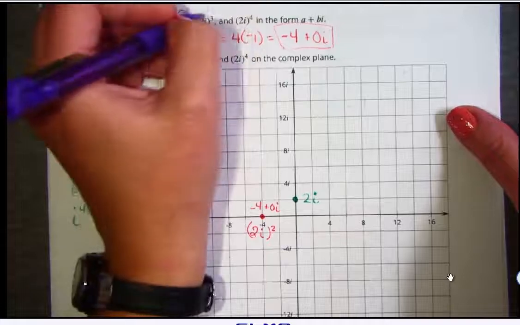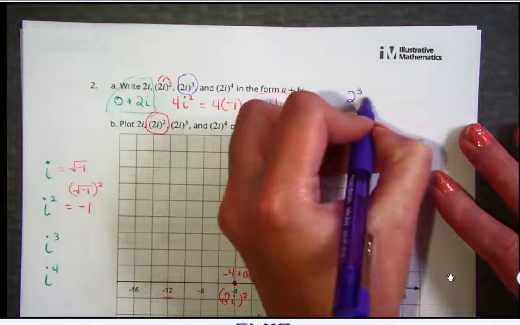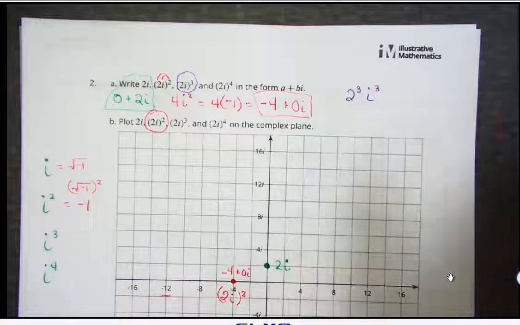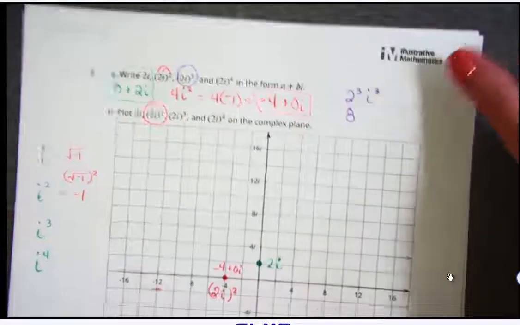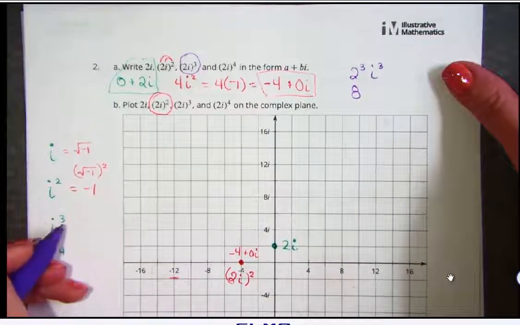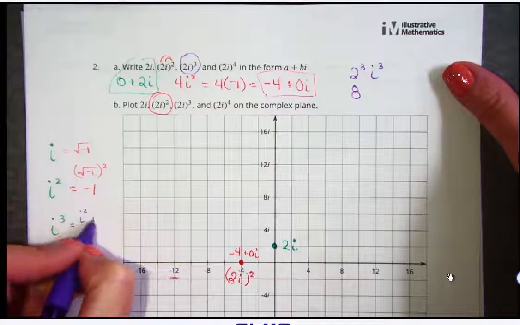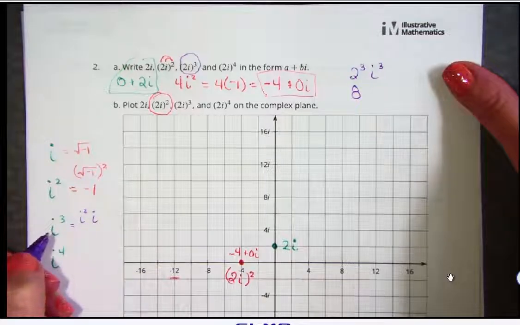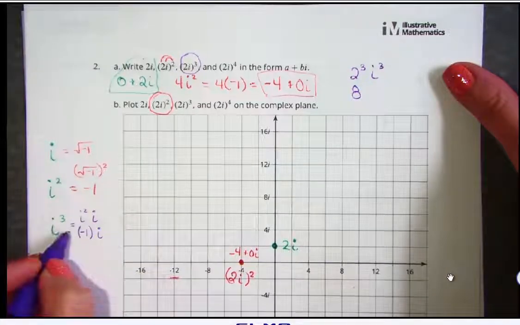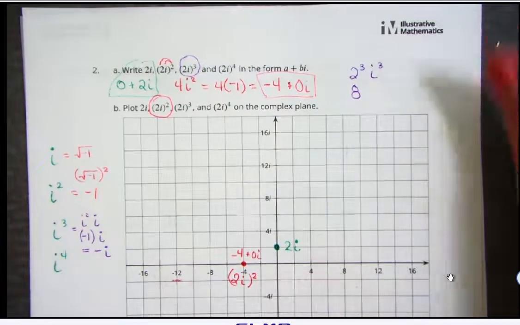Now 2i to the third, I'm going to do that here in purple. First of all, I need 2 to the third, and then I need to figure out what i to the third is. 2 to the third is 8. i to the third, I'm going to come over here and write down what i to the third is, because i to the third is i squared times another i. Well, i squared is negative 1. i is just i, so i to the third actually equals negative i. Now that's interesting.